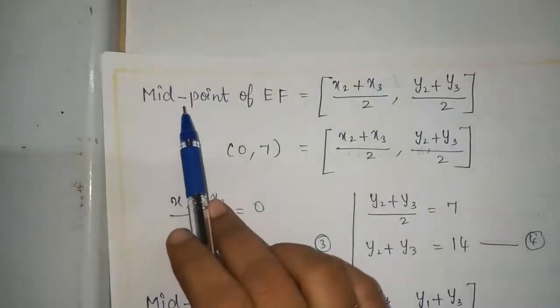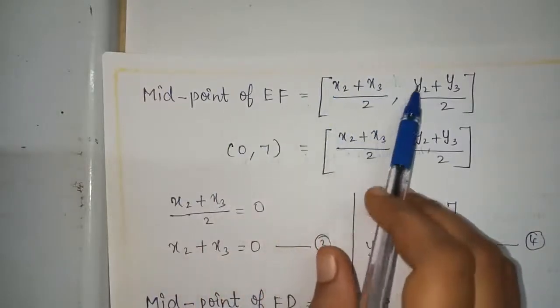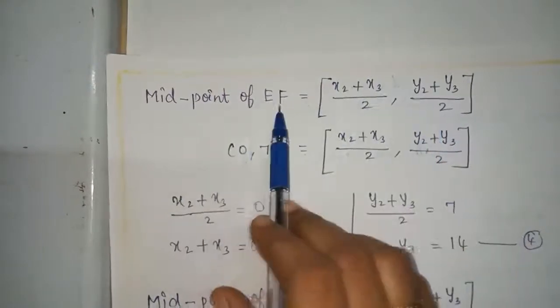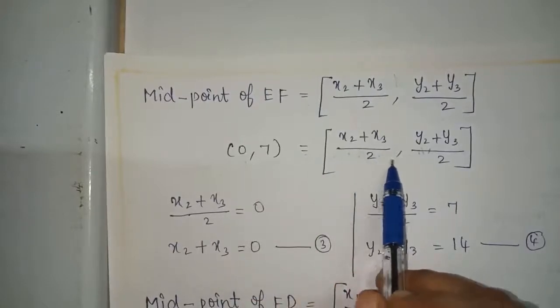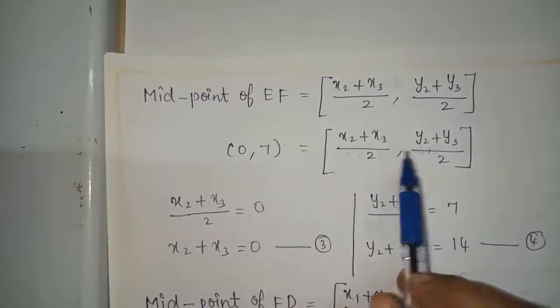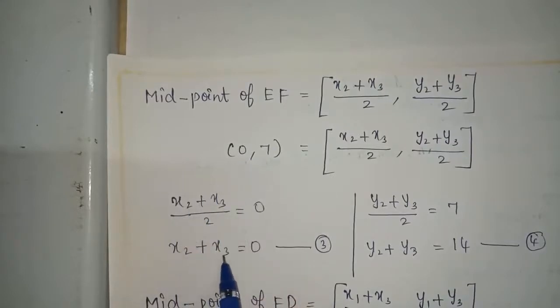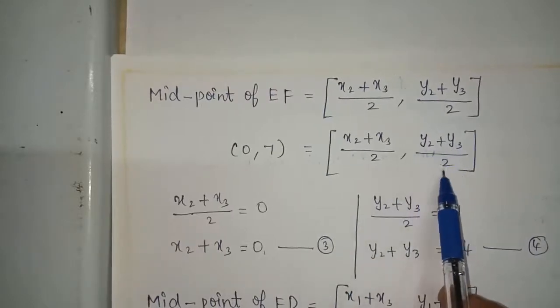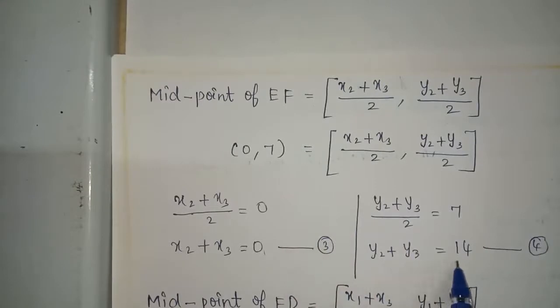Similarly, next we are going to find the midpoint of EF. Midpoint of EF is equal to (x2 plus x3) by 2, (y2 plus y3) by 2. Midpoint of EF is (0, 7). So (0, 7) is equal to (x2 plus x3) by 2, (y2 plus y3) by 2. Equating the x and y coordinates, (x2 plus x3) by 2 is equal to 0, which implies x2 plus x3 is equal to 0. This is equation number 3. Then (y2 plus y3) by 2 is equal to 7. If you cross multiply it, you get y2 plus y3 is equal to 14. This is equation number 4.